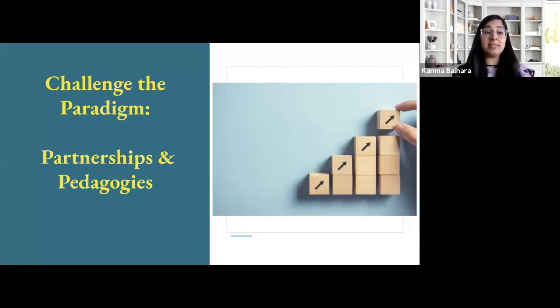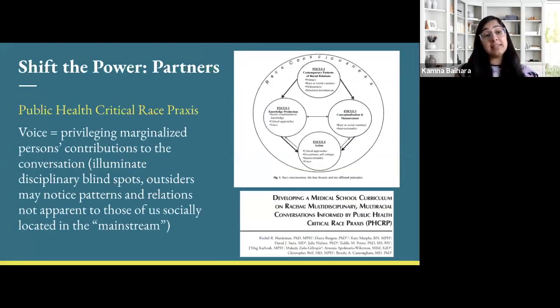So I think this happens in terms of partnerships and pedagogies. So it's important to bring in voices that are traditionally marginalized. So when developing an anti-racist curriculum, it may be helpful to adopt principles from the public health critical race praxis, which is a framework to approaching public health research that is cognizant of structural racism. So PHCRP, some of the core tenets are dismantling group power relations, promoting interracial dialogue, and getting us to think about our own biases. One relevant tenet to what we're talking about today is that of voice.